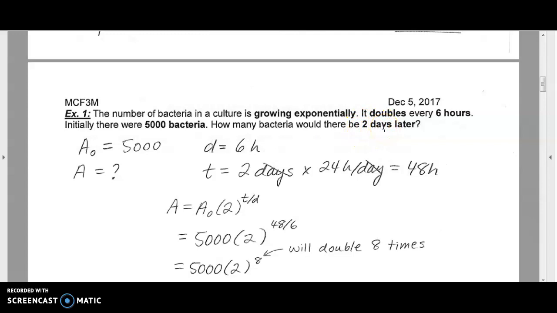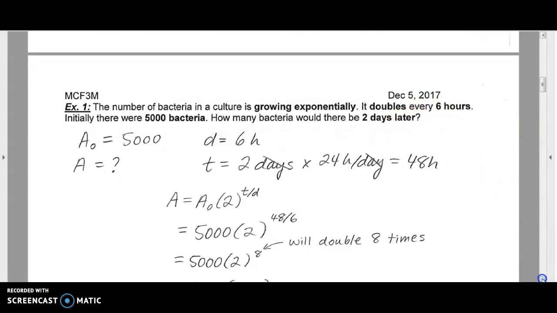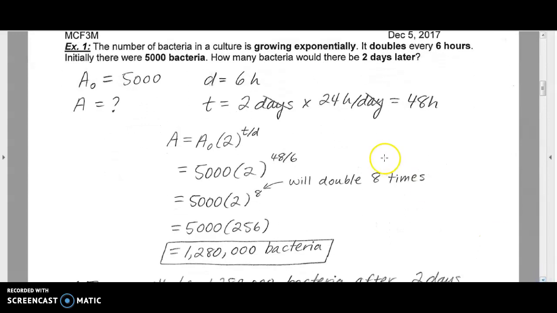The one thing to be careful of is that T and D have to be in the same unit. Here, doubling time is 6 hours. We need the time elapsed to be in hours as well. So how many hours is 2 days? Well, 24 hours in 1 day. 2 times 24 tells me 48 hours. Anytime you're given T and D in different units, make sure you convert them to the same units. Once you do that, we have enough information here. So plug in the 5,000, plug in the 48, plug in the 6.